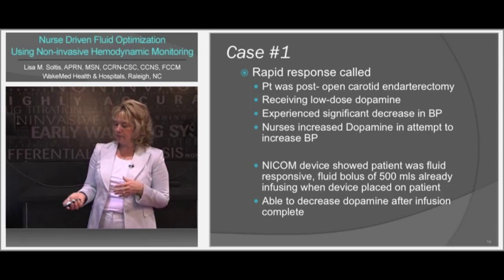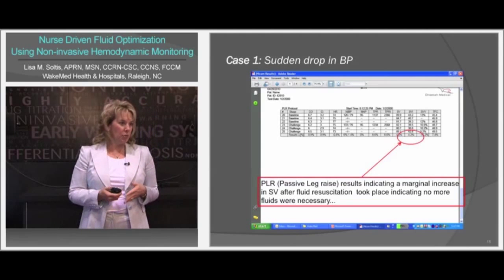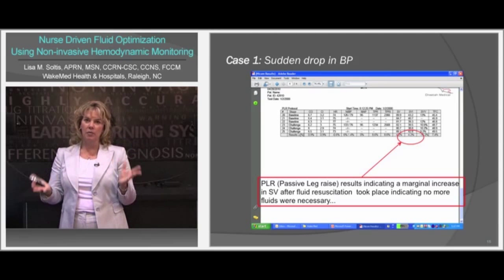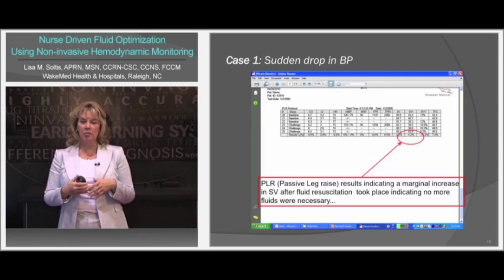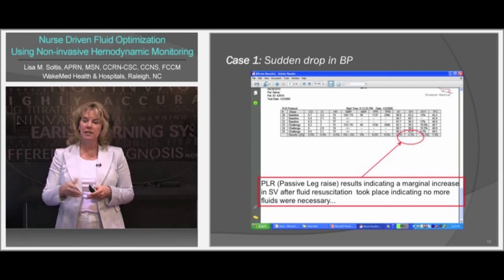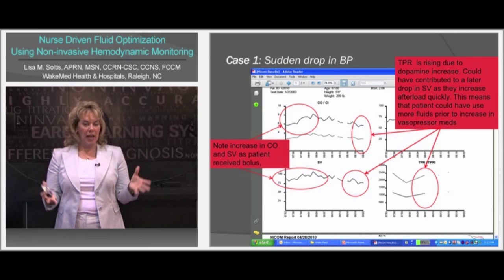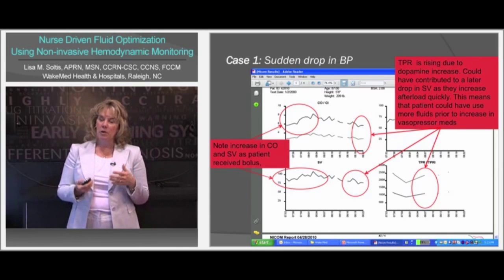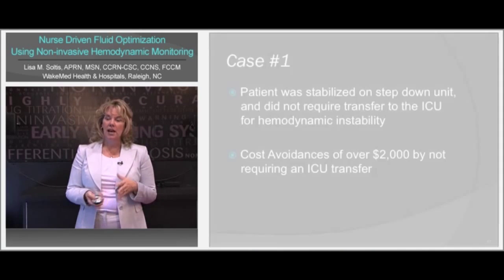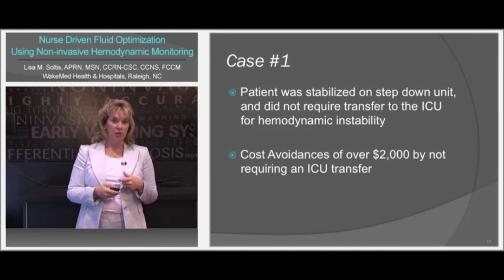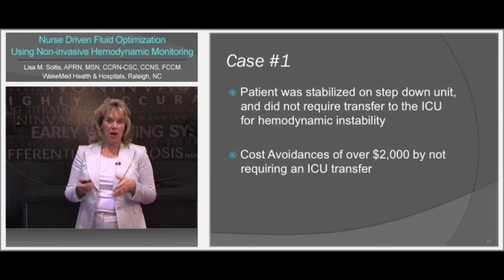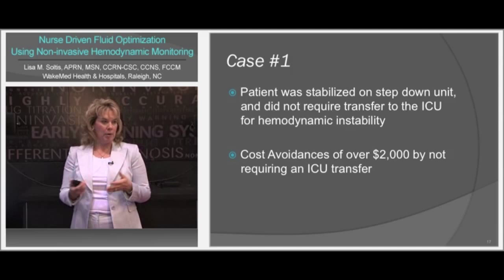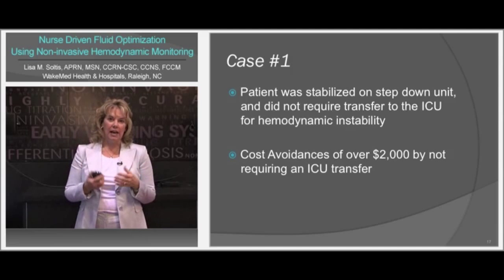So then we put the NICOM on, and it showed the patient was fluid responsive. When we did our passive leg raise, we saw that the patient needed volume. We actually gave a 500 ml bolus. We backed off on the dopamine. His cardiac function improved, and his blood pressure and MAP came up based on the volume that we gave. So again, we were able to manage the patient in the step-down unit, avoiding the transfer and the bounce back to the ICU, and that's a significant savings or avoidance of cost of at least $2,000, and it helps facilitate patient flow and keep things running smoothly on the floor itself.